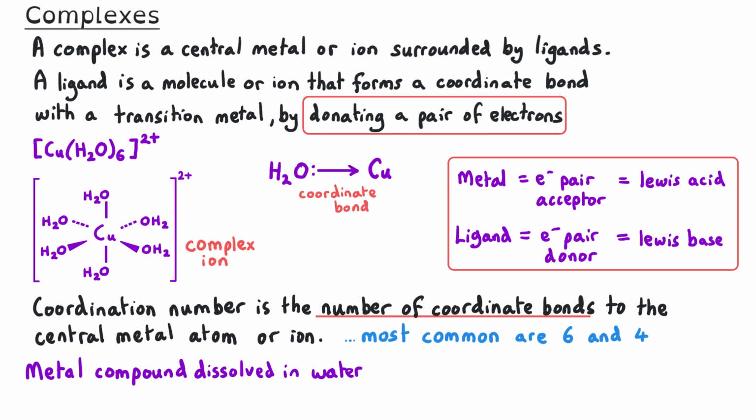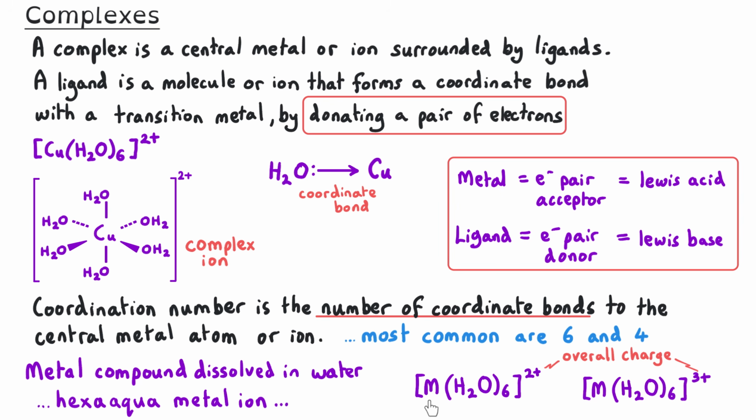The most common complex you'll encounter here is the hexa-aqua complex, like the one I've shown here, which is called hexa-aqua copper 2. In general, we'll see the formula of the complex with, I'm showing here M for any generic metal, 6 water ligands, and typically the complex will have a 2+ charge or a 3+ charge. And this is the complex that forms when any metal compound dissolves in water.